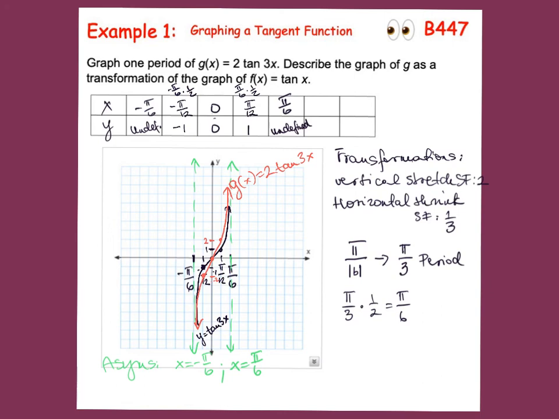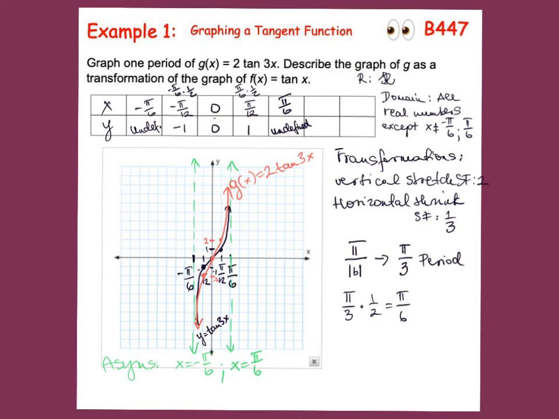And also we can talk about domain and range. So the range we know is all real numbers. And the domain is going to be, for this one period, all real numbers except where x is, so x cannot equal negative pi over 6, and x cannot equal pi over 6 because those are our asymptotes.